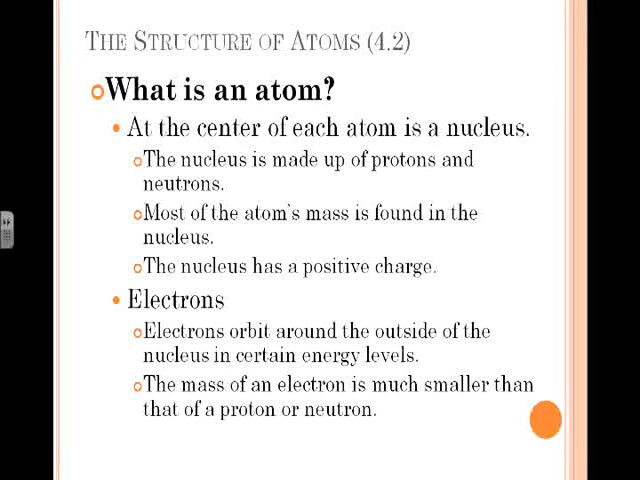The mass of an electron is much smaller than that of a proton or neutron. And that's why most of the mass is in the nucleus, because protons and neutrons are much larger than electrons, so their mass is much more.